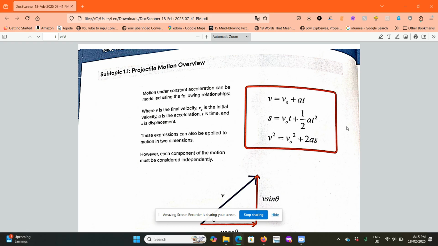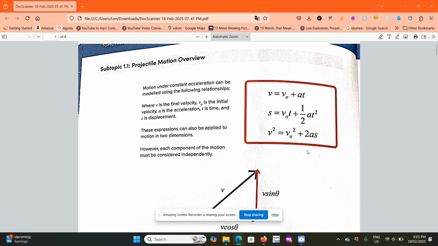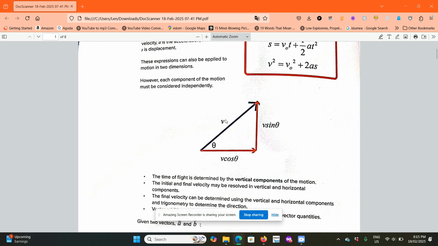Alright, so I'm going to start off down here. These equations. You should all know how to use these, you should all know how to rearrange these. Okay. Next, we have not velocity, we have motion in two directions. So we have two vectors. You have cos theta for your horizontal and sine theta for your vertical.